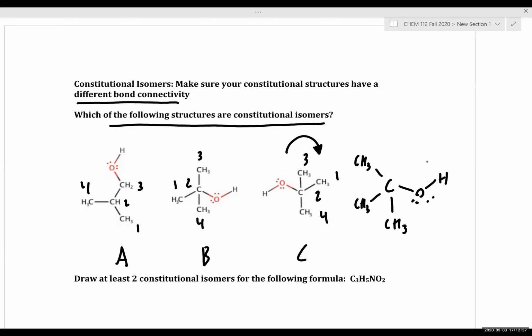Let's try to think about that question for a moment. Are B and C the same molecule or different molecules? Yeah, B and C are the same. And just to showcase that, let me show you a model of B.